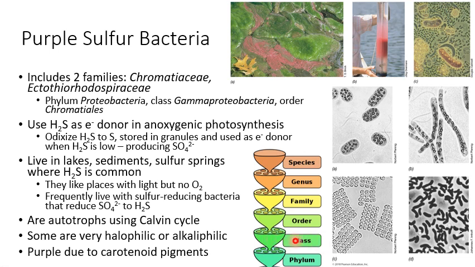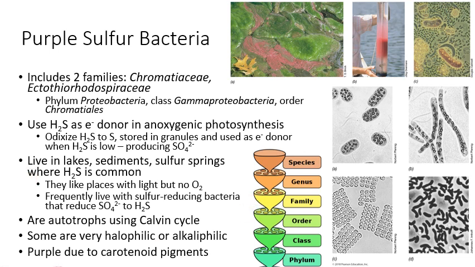Then you go into classes. Their class is Gammaproteobacteria. Then orders. Their order is Chromatiales. Then families, which are the Chromatiaceae and the Ectothiorhodospiraceae. And then you have the genera, which is the plural of genus, and the species. So family is a lower taxonomic grouping. It's just above the genus.